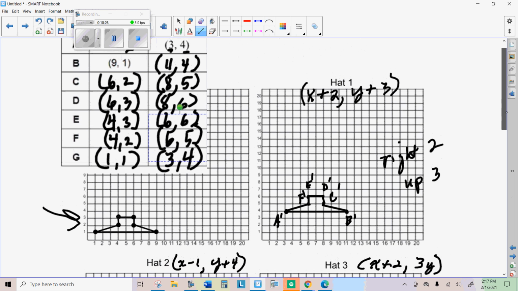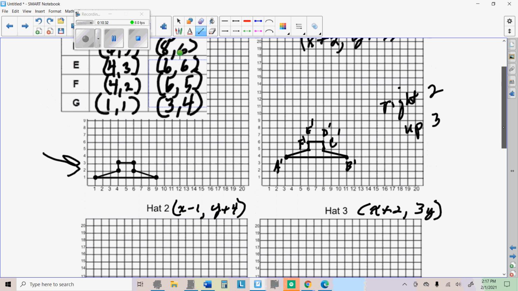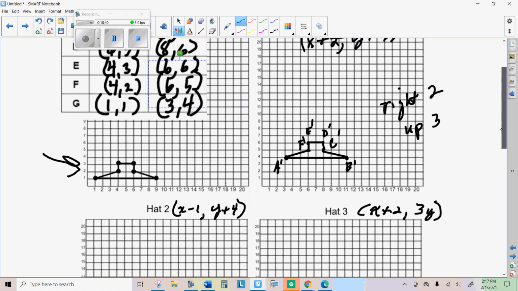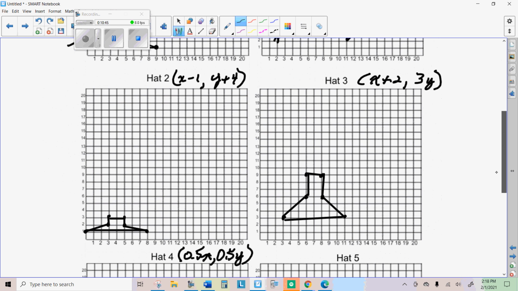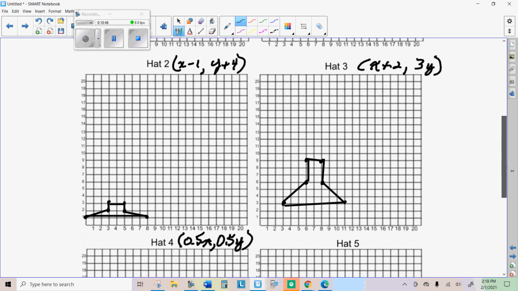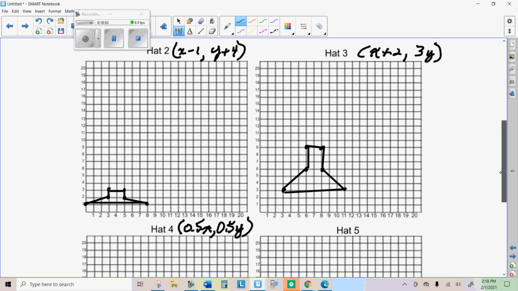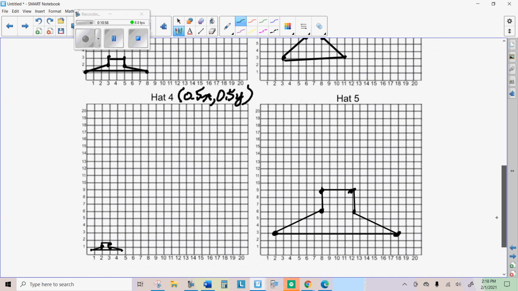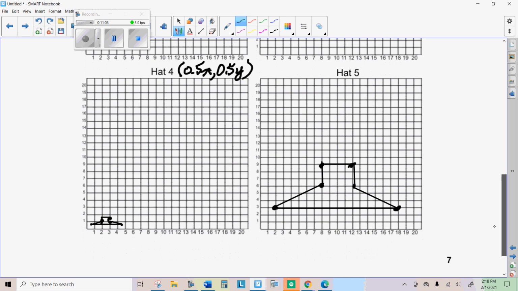All right, so here's what my hats look like. Like I said before, it looks like the first hat is pretty much the same size. It just seems to be moved to a different spot. Hat 2, same thing. Same size, just moved to a different spot. Hat 3 definitely changed in size. It didn't get any wider, but it got taller. So think about that. Hat 4 got a lot smaller. Hat 5 got both wider and taller.